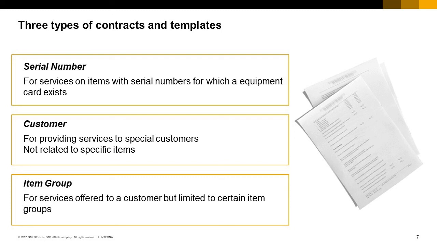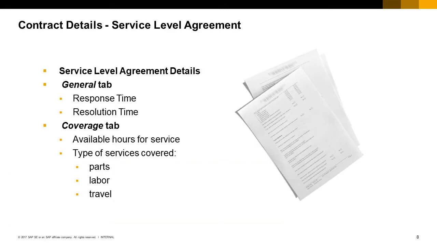However, you can also create your contract based on a template of any of the three contract types by entering the contract template name into the template field. On the General tab of a service contract, you specify the service level agreement for the customer. You specify both the allowed response time and the resolution time required by the contract.